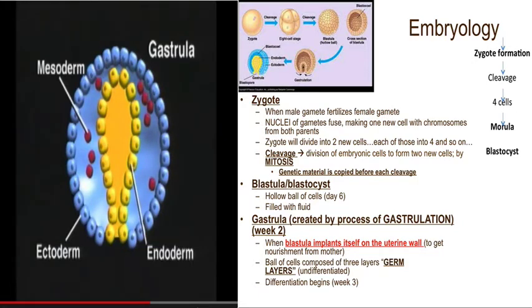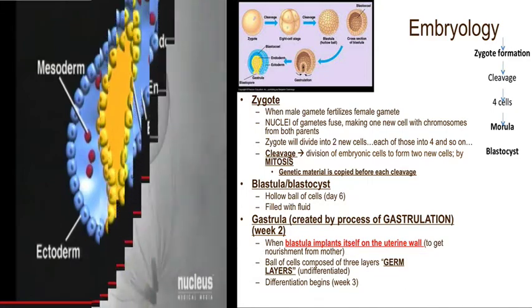And before this point, all those cells were undifferentiated. So now when gastrulation happens, these germ layers will begin to become differentiated and will develop into different components that will make up all of our different body systems.